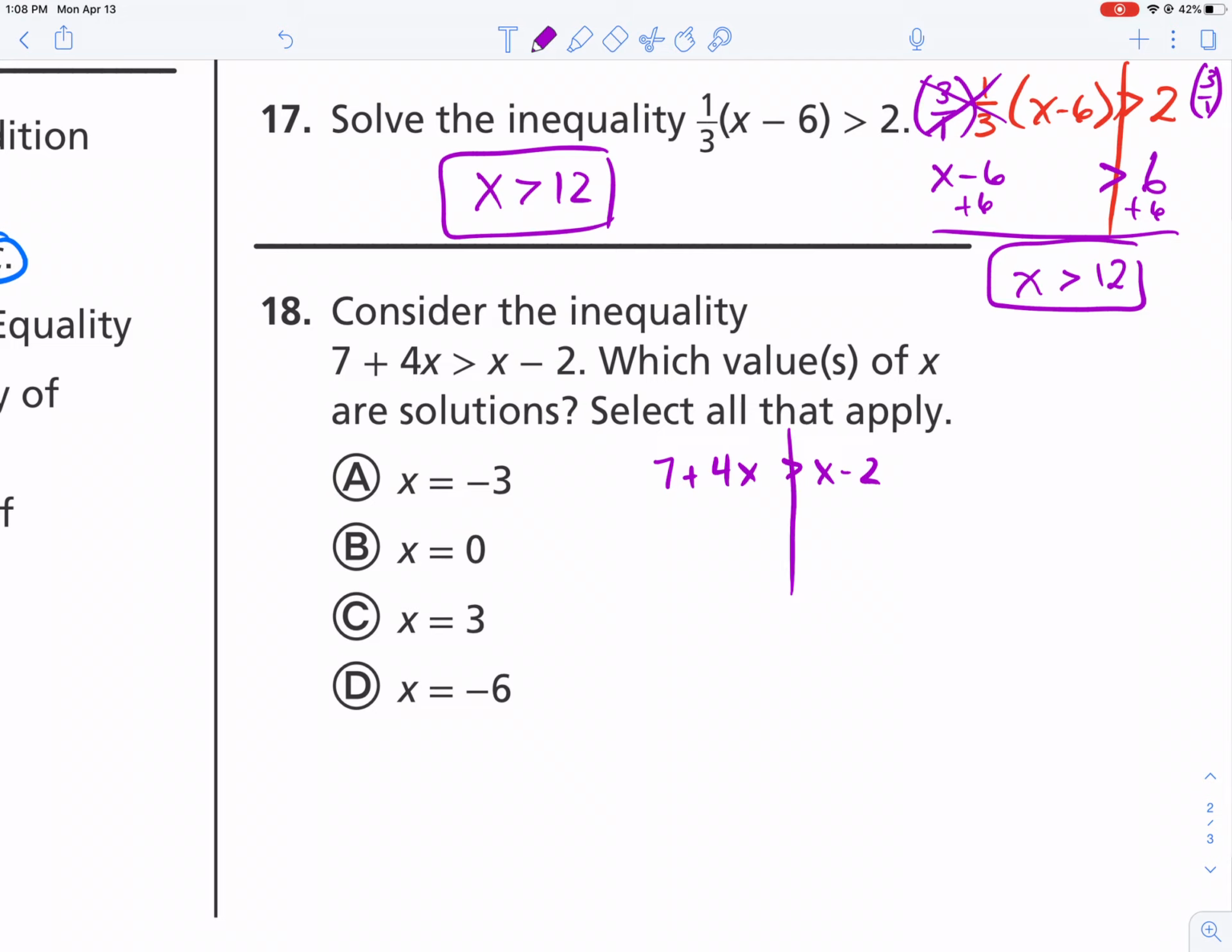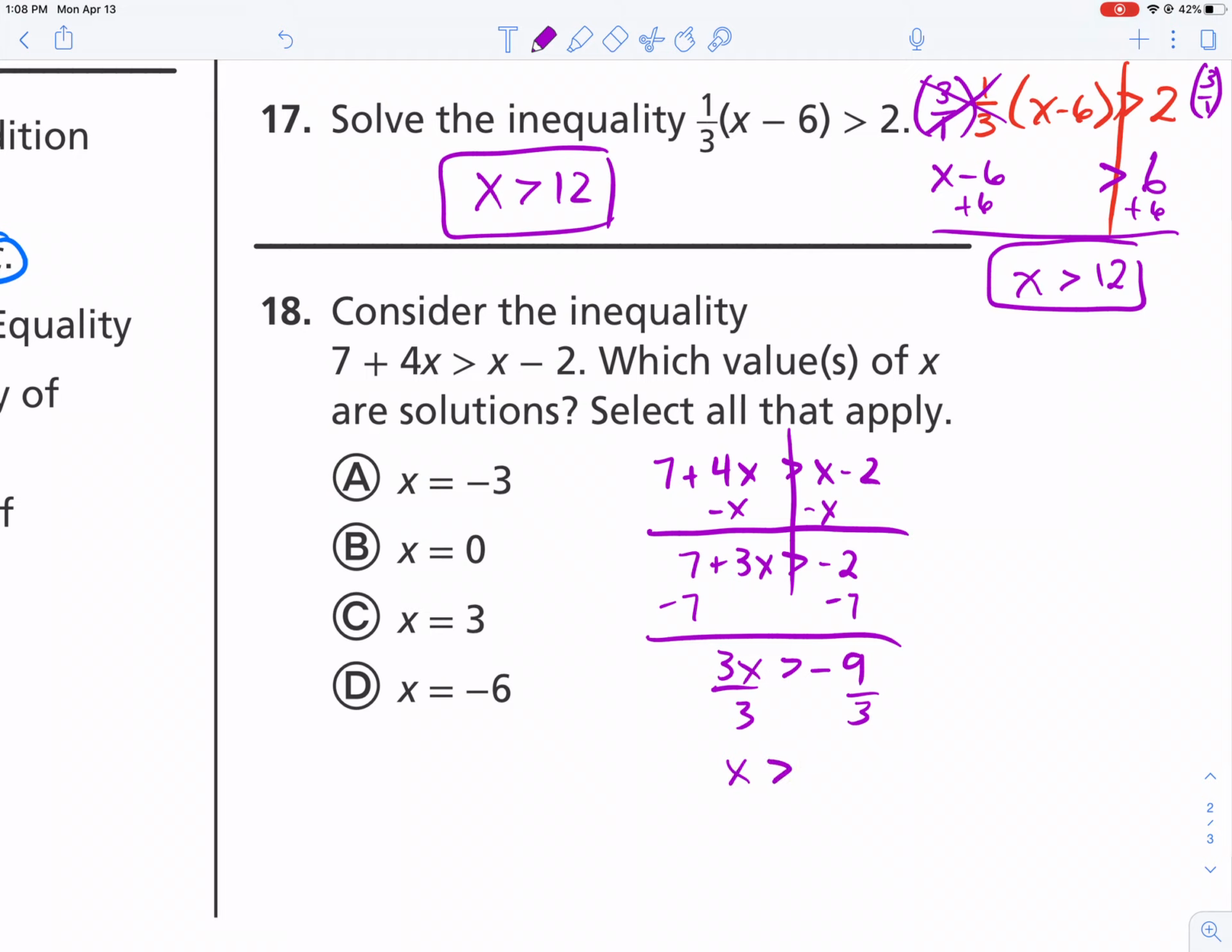So rewriting it, we're going to get the x's by itself. I'm going to subtract x. I'm going to say 7 plus 3x greater than negative 2. I'm going to subtract 7. So I'm going to say 3x greater than negative 9. So again, I have not multiplied or divided by a negative. I'm going to divide by 3, which is a positive number, so still it doesn't switch it.